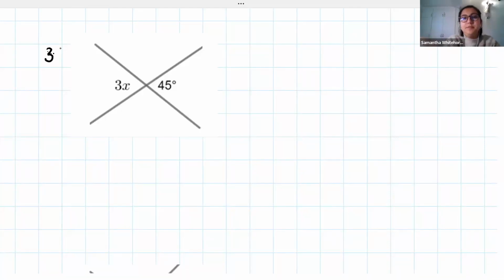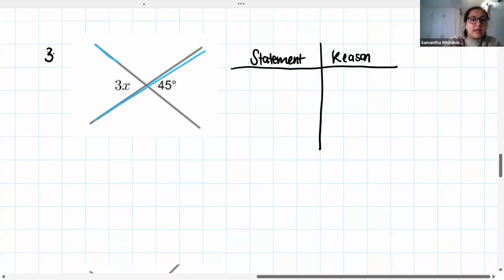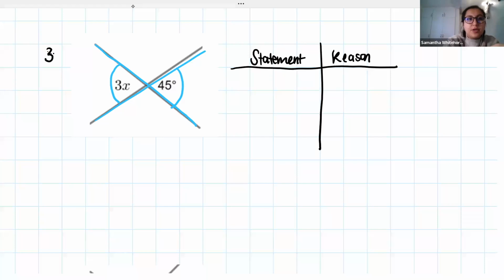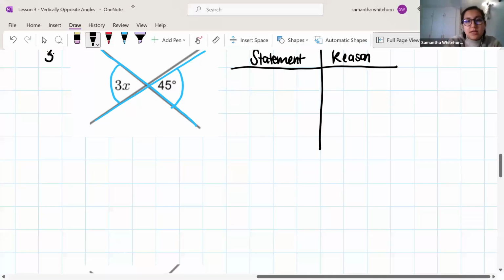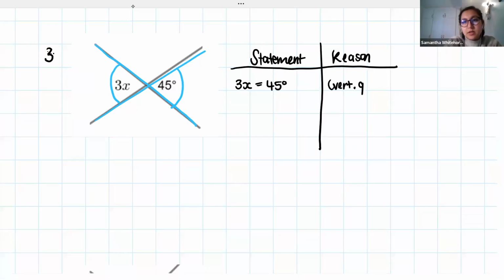All right, we'll do this one together because we'll step up. Again, we've got a statement and a reason. And what we see here is, once again, this cross shape. Whenever I see this cross shape, I need to start thinking about vertically opposite angles, especially when I'm given the angles opposite each other. Because now I can make the statement that 3x is equal to 45 degrees because vert-op angles are equal.